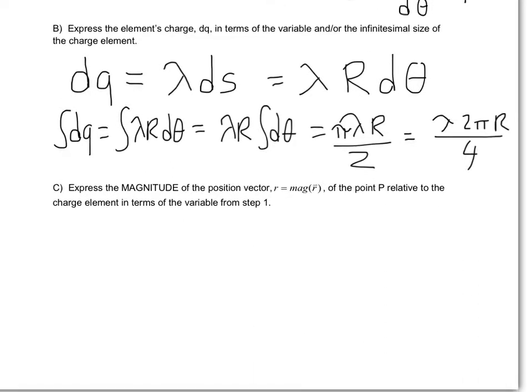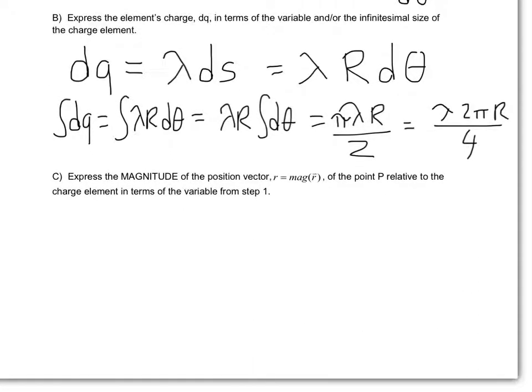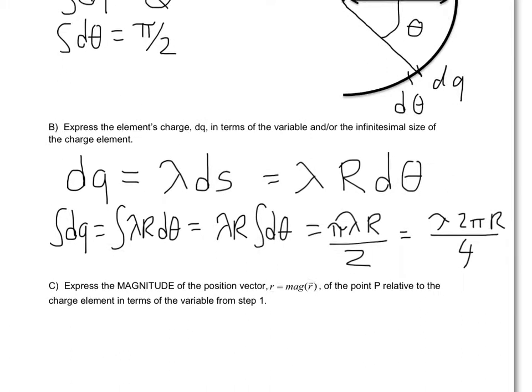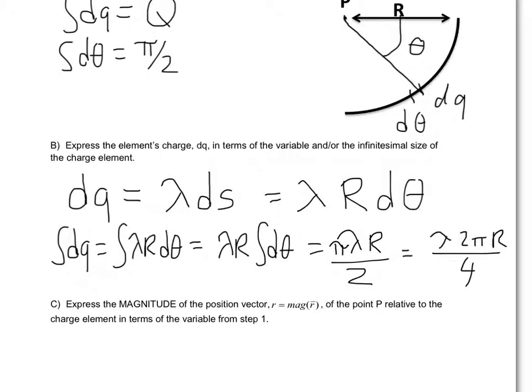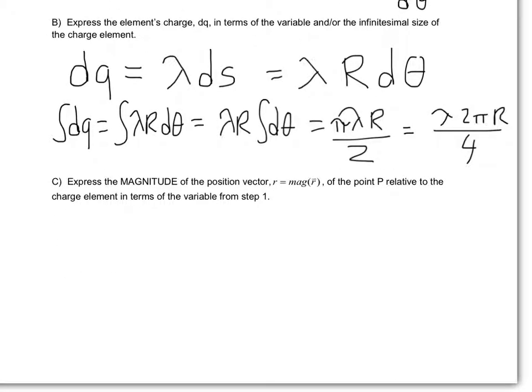Part C. Well, this is pretty easy. Let's look back at the diagram here. The position vector r is of the point P relative to the charge element. So that's actually this vector here. And as I integrate from theta equals 0 to theta equals pi halves, this vector will change. It will point in this direction, and then when it gets to the bottom, it will be pointing up. But its magnitude is always equal to capital R, isn't it? So that's pretty easy.